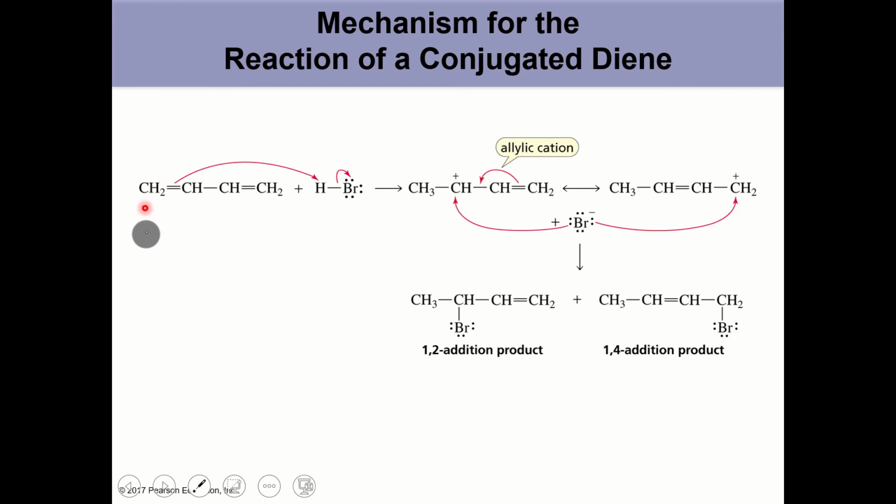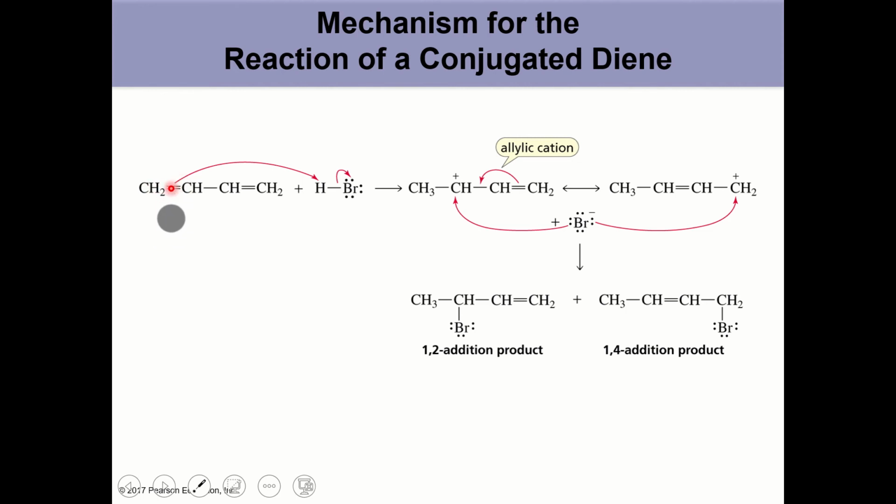So we call the pi system 1,4. The 4 carbons involved with the 2 pi bonds are the 1 through 4 carbons, and the 1 through 4 carbons have nothing to do with naming the molecule.